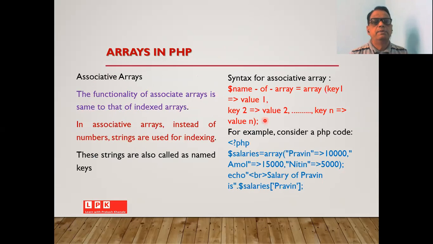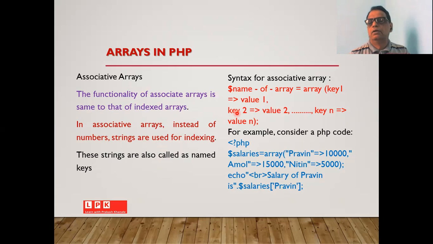You need to run this code in the proper PHP environment. Another array is called an associative array, and the functionality of the associative array is the same as that of the index array. The basic purpose of the index array and associative array is the same. But the difference is that in an associative array, instead of numbers, we use strings for indexing. These strings are also called named keys. So whenever we want to refer to an element of the array, the reference can be done by using the name.